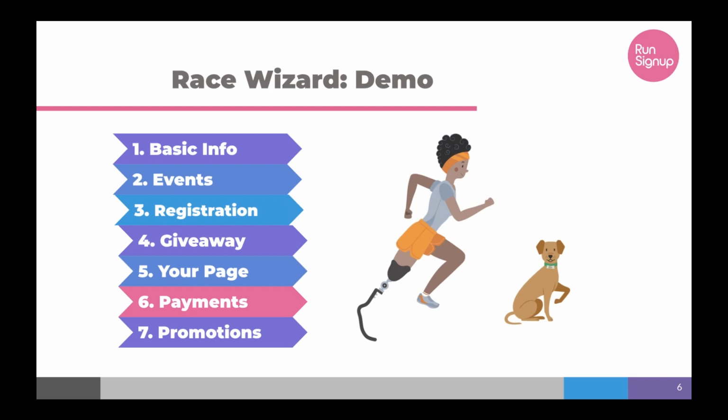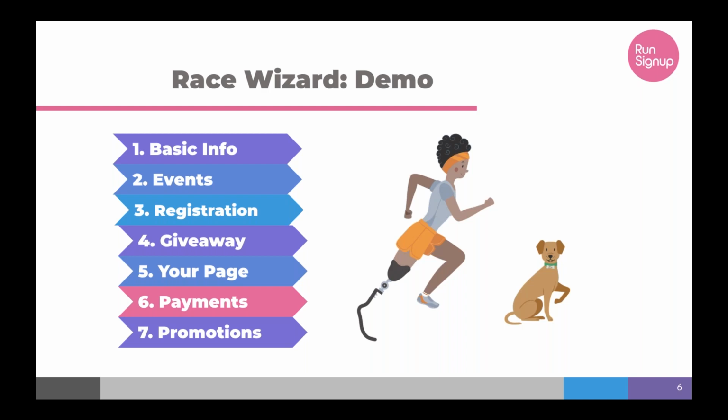That is highlighted in pink because it's extremely important. It's the one step that is going to tell you whether or not you can go live with your race or you need to wait. If you don't put your payment information in there, you will not be able to have a live race. You must have payment information to collect funds for your registration. And last but not least, again, the promotions, which we will cover quickly.